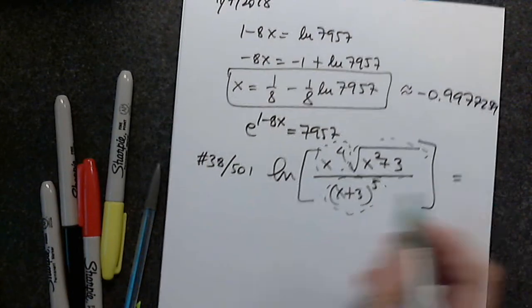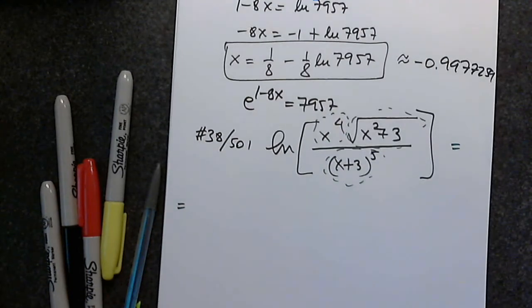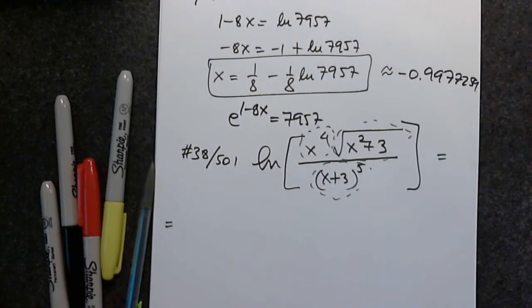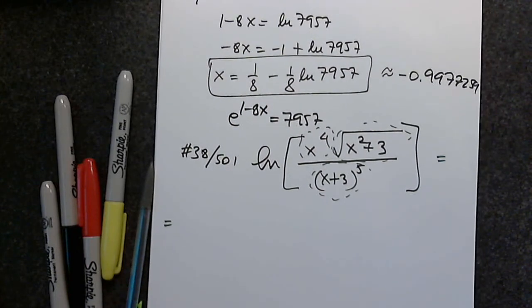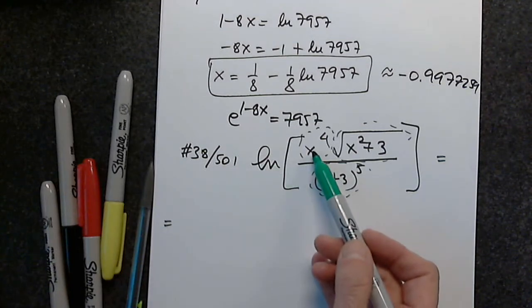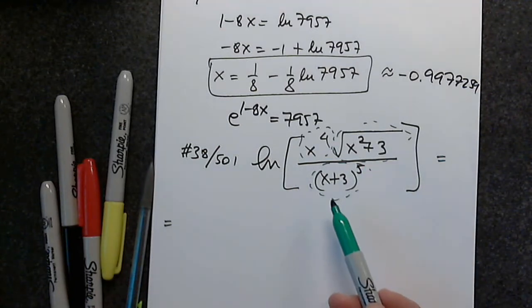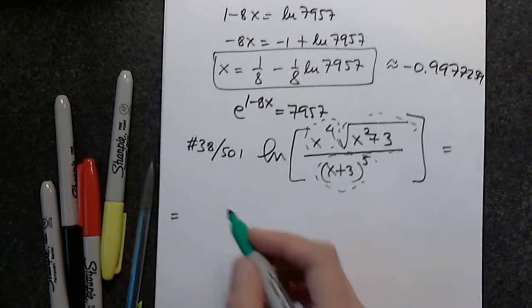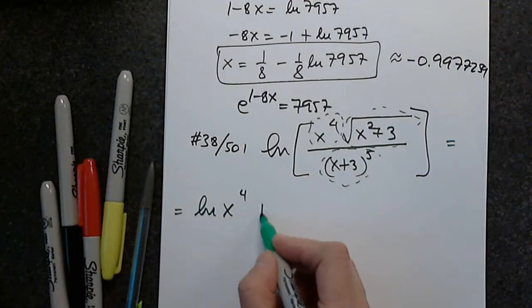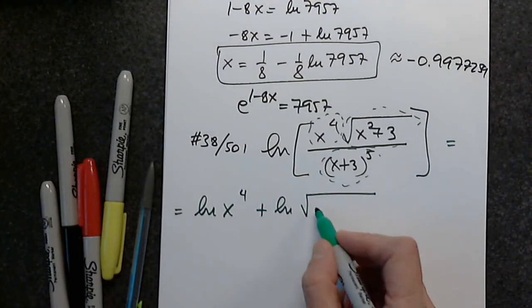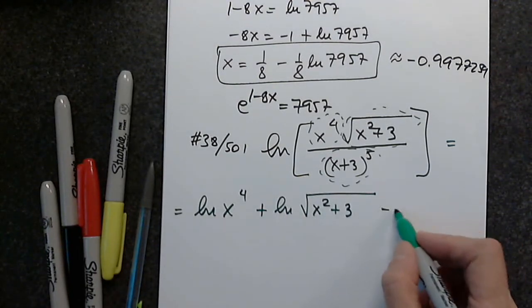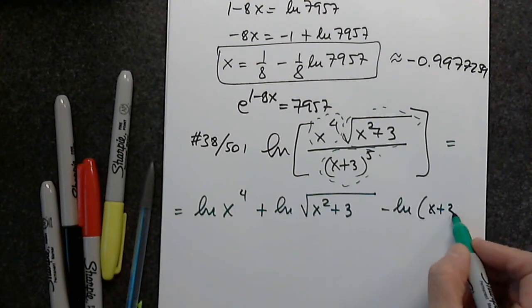Okay, can we use the shortcut? If you say, no, I'm not ready yet, show me step by step, then I'll show step by step. The shortcut would be natural log of the first quantity plus natural log of the second quantity minus the natural log of the denominator. Would that be okay? So this will be natural log of x to the 4th plus natural log of the square root of x squared plus 3 minus natural log of x plus 3 to the 5th.